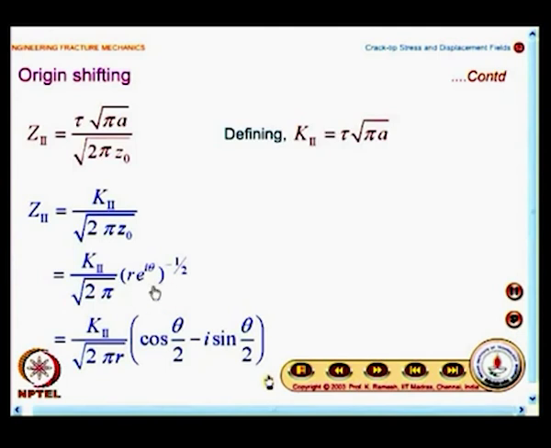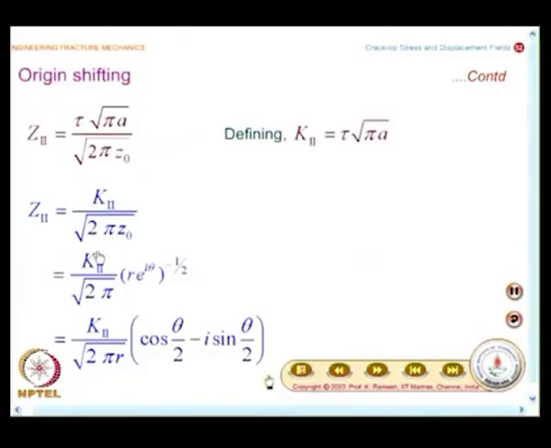From your knowledge of such functions, you can recast them like cos theta by 2 minus i sin theta by 2. Finally, we would like to get the expressions in terms of r and theta. This I had already pointed out. We would be essentially evaluating Cartesian stress components, but these are calculated based on the position r and theta, because complex numbers are easily representable as r e power i theta. That is the reason why we are writing it in terms of r and theta.